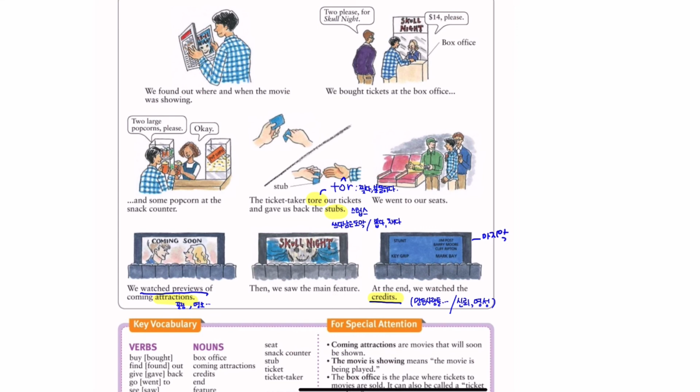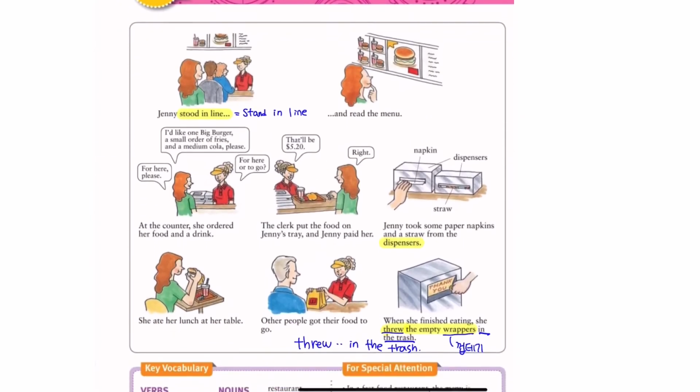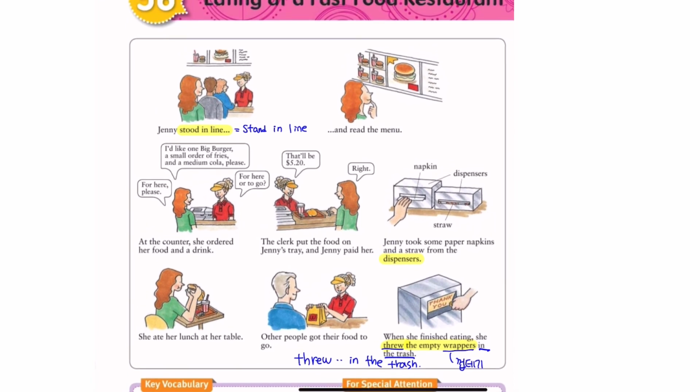Unit 56. Eating at a fast food restaurant. Jenny stood in line and read the menu. At the counter, she ordered her food and a drink. "I'd like 1 big burger, a small order of fries, and a medium cola, please." "For here or to go?" "For here, please." The clerk put the food on Jenny's tray, and Jenny paid her. "That'll be $5.20." "Right."